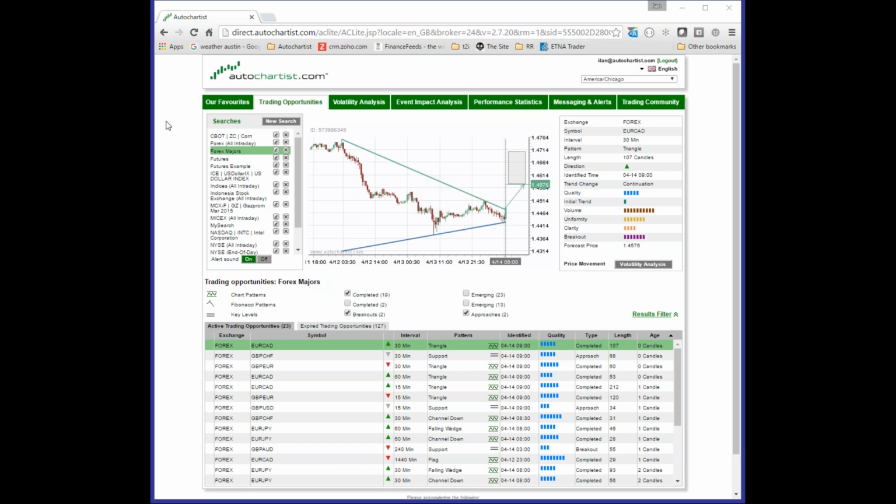Okay, we are using a demo version. I'm presenting here using a demo version of Autochartist, which uses our own multi-bank feed, and so we would get slightly different results.